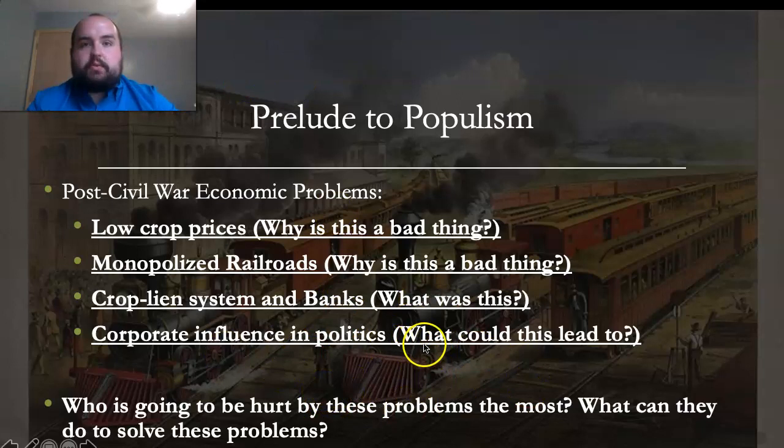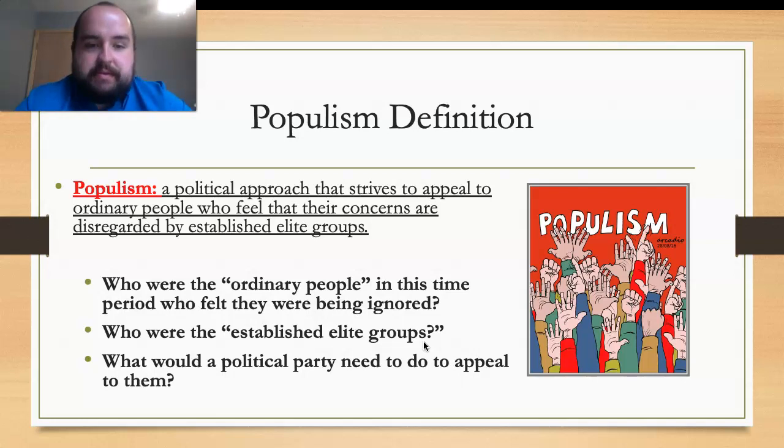If you have all this to worry about, what are you going to do? Well, as you might have guessed from the topic of this lesson, or the title of this lesson, one of the main things they did was try to come up with something called populism. Populism is actually a political approach people will still use today.